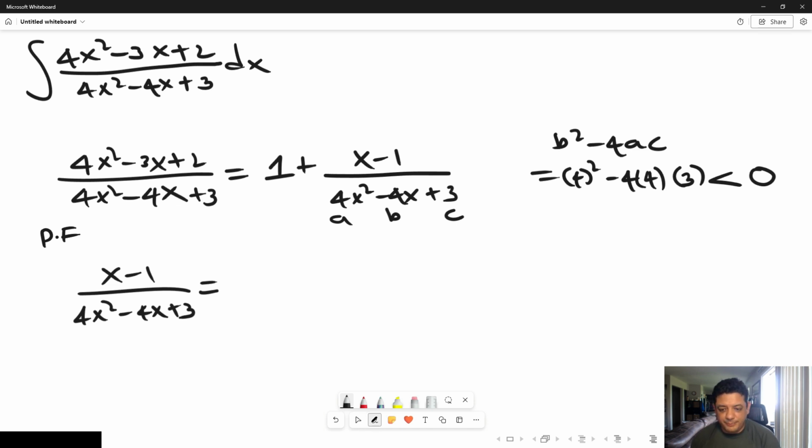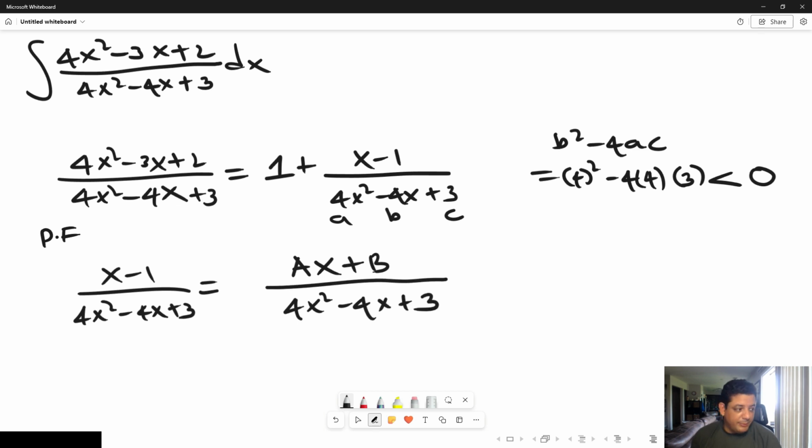And then this is going to be of the shape ax plus b over 4x squared minus 4x plus 3. I'm probably going to be able to find what this factor means, but it's easier if I try and factor this out, because I'm probably going to need to make a substitution later.